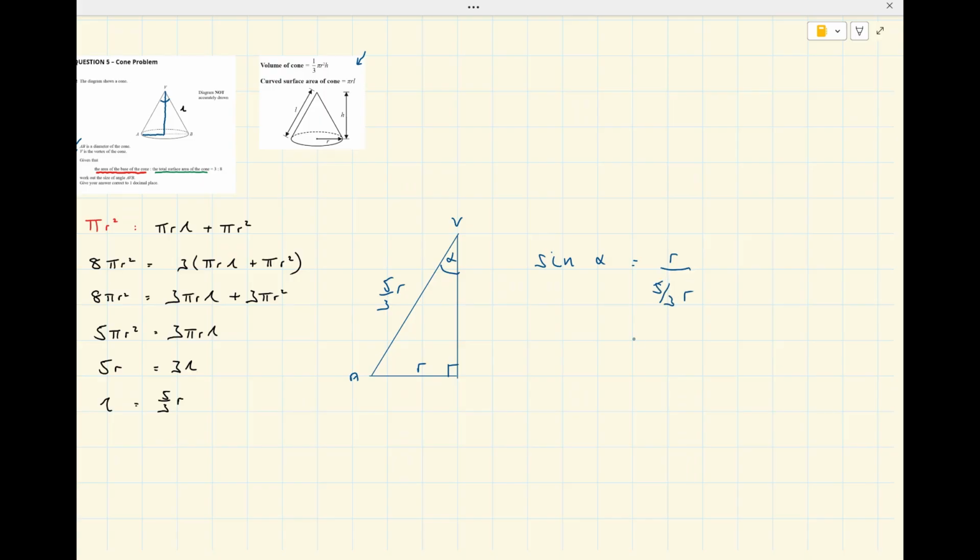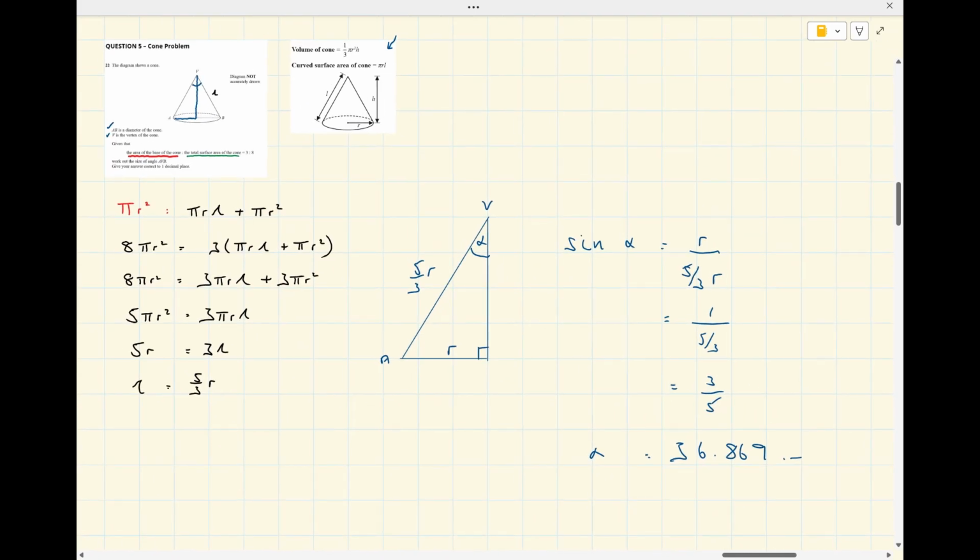The r's cancel straight away. 1 over 5/3, the reciprocal of 5/3. Sine alpha is 3/5. So I'm thinking I can find alpha now. Shift sine, 3/5. Shift sine, 0.6, close the bracket, means that alpha is 36.869 and so on. And so the angle that we're asked to find, AVB, will be twice that.